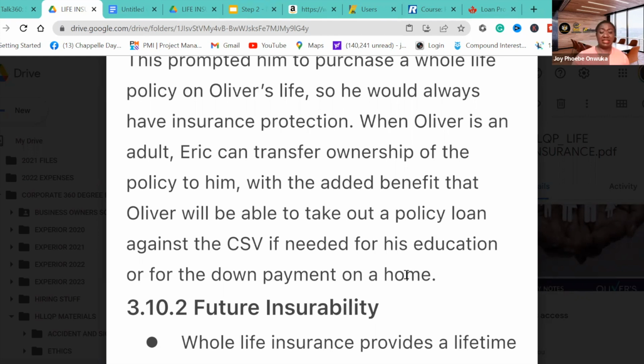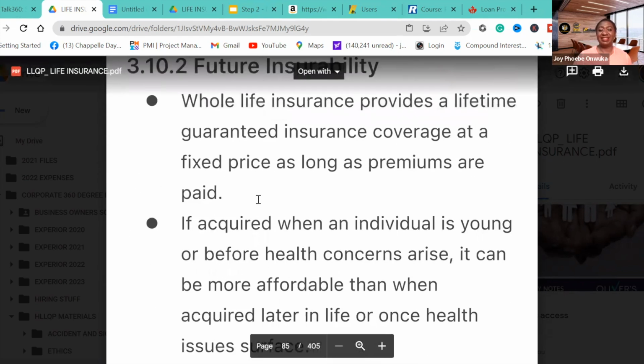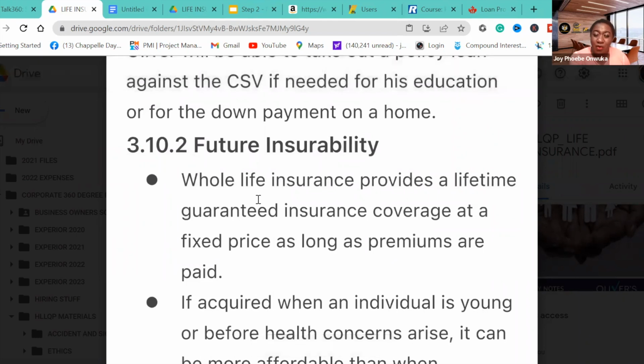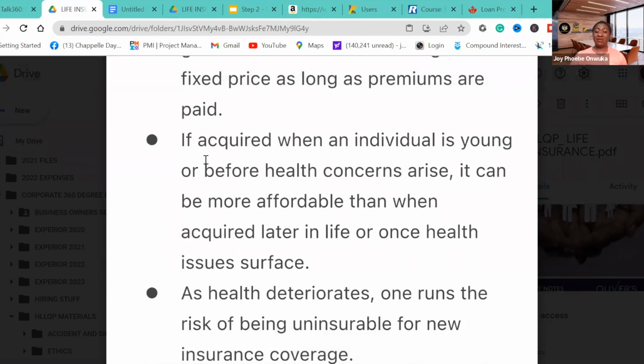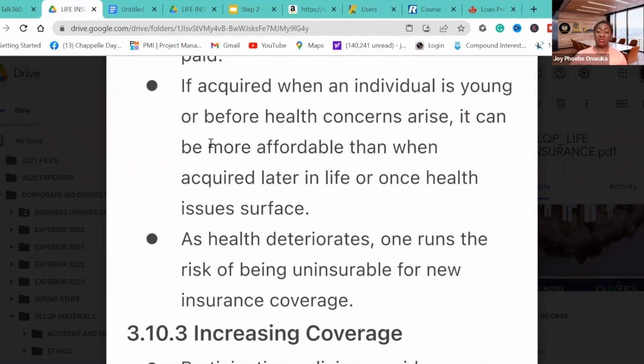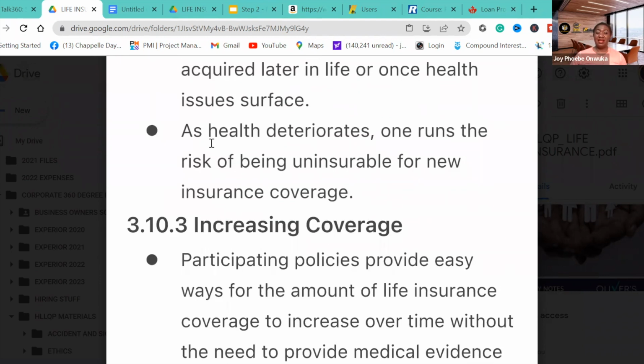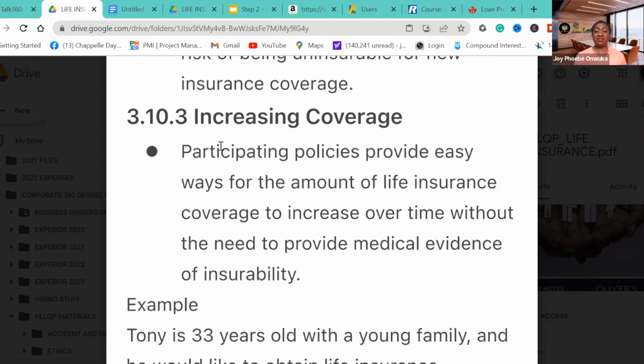Future insurability. Whole life insurance provides lifetime guaranteed insurance coverage at a fixed price as long as premiums are paid. If acquired when an individual is young or before health concerns arise, it can be more affordable than when acquired later in life and when health issues surface. As health deteriorates, one runs the risk of being uninsurable for new insurance coverage.